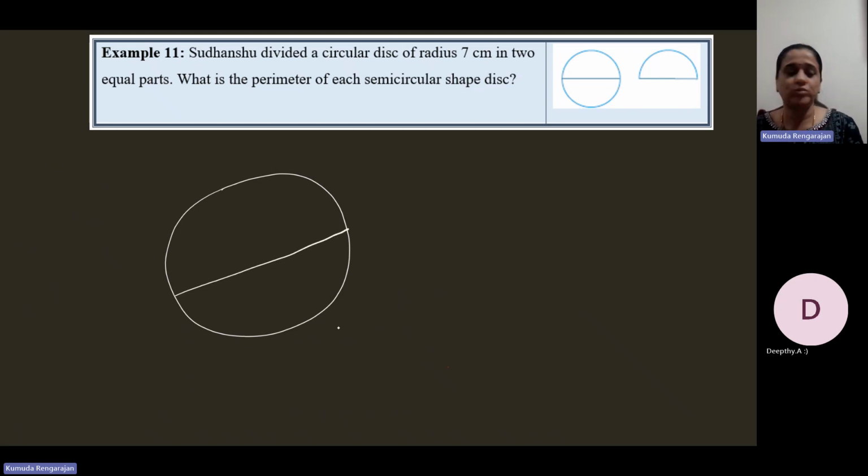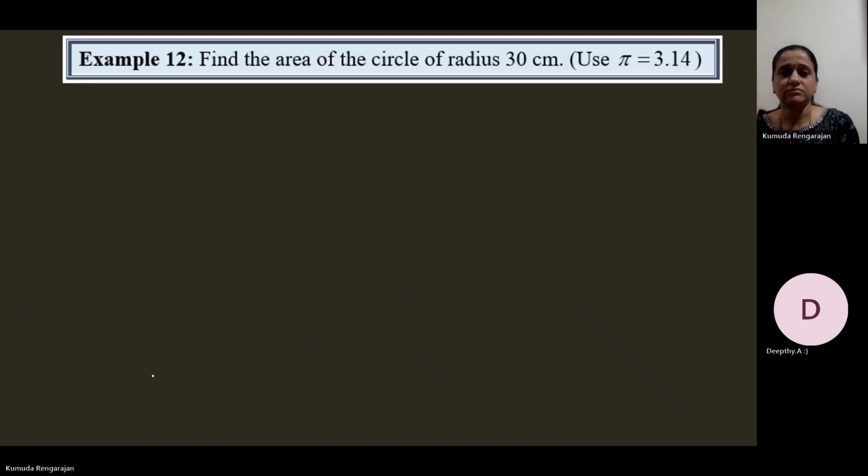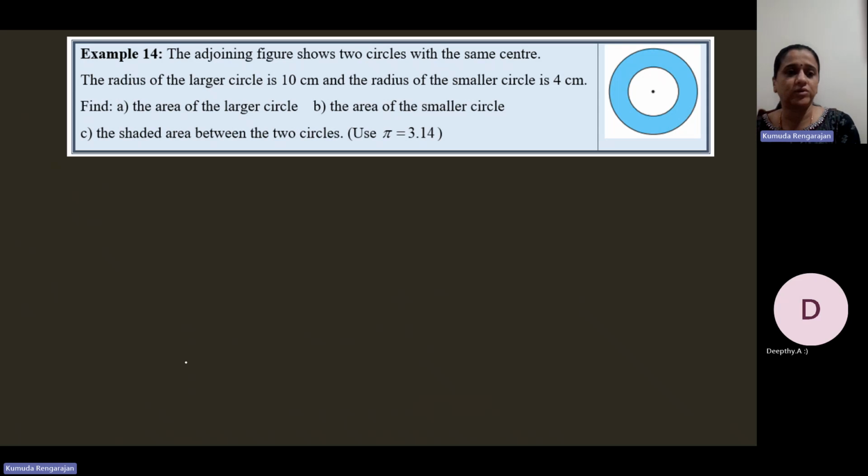So before you put it in the oven or you toast it on the stove, you cut this papad into 2 equal pieces. You can do that, no? It's easy to cut it into 2 equal pieces. So that's what is happening here. A circular disc is cut into 2 equal pieces. You need to find the perimeter of each semicircular shaped disc. Simple, right? You can do this one. These are direct questions.